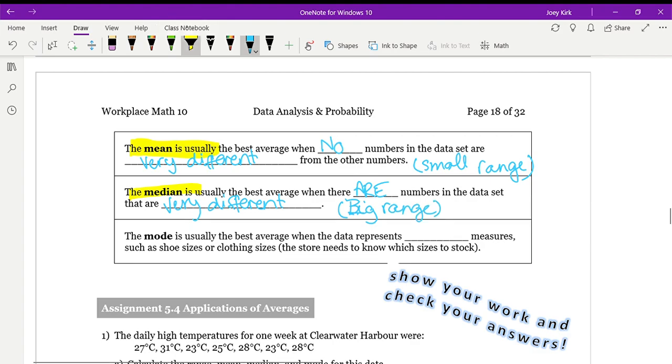And the mode is going to be the best average to use when the data represents discrete measures. So discrete measures. Okay, so discrete measures are things like shoe sizes, although you can have half shoe sizes, but clothing sizes, things that you can only have wholes of. Okay, so there's only whole, no parts, or if there are parts, they're like half at most. There's no decimals. Okay.